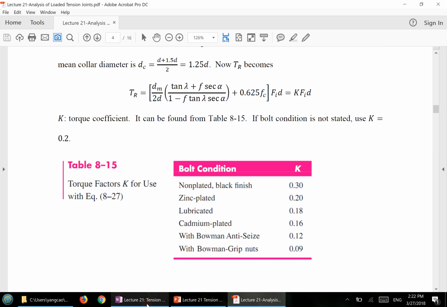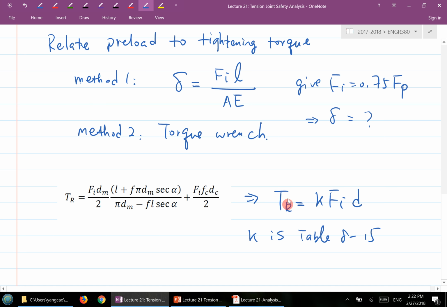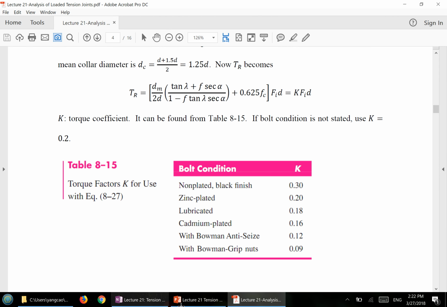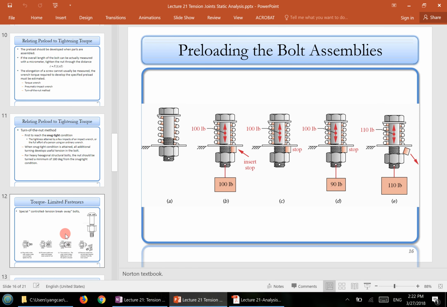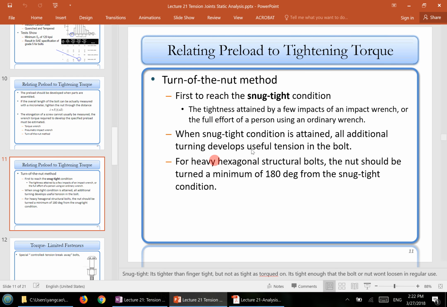So you get a certain amount of the torque that you need, corresponding to a certain amount of preload. That's how you can set your torque range in order to apply appropriate preload. So that's another approach. And there are a few more approaches I want to show you using the PowerPoint. So this is another one here.